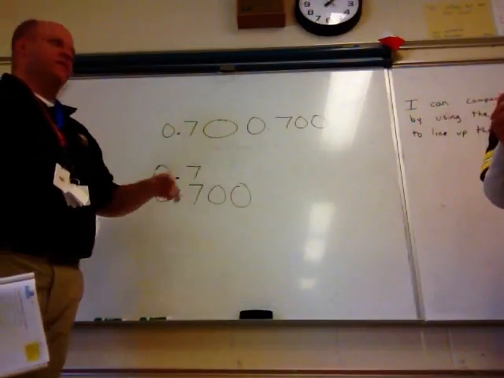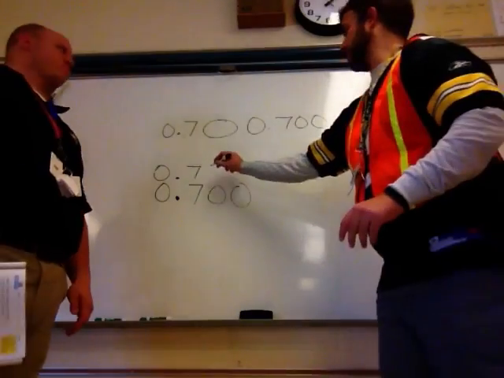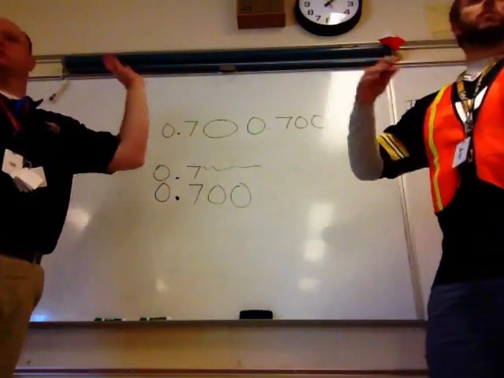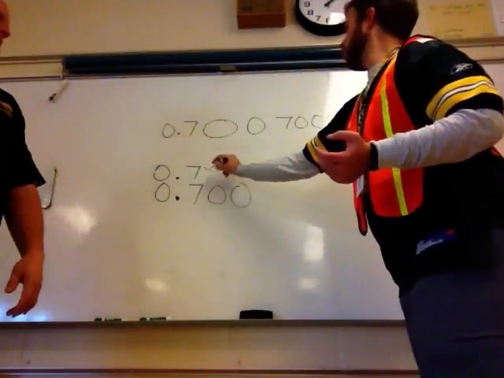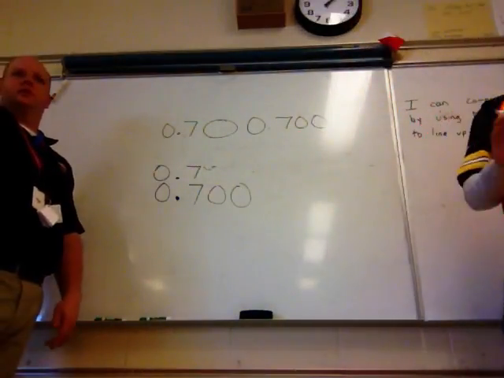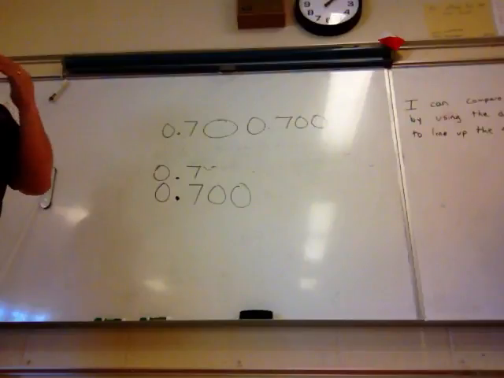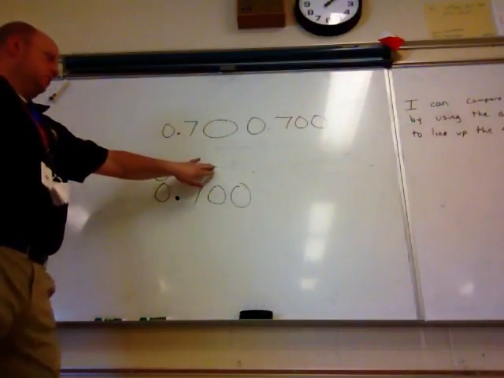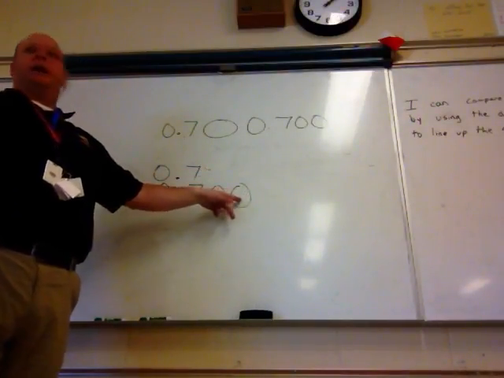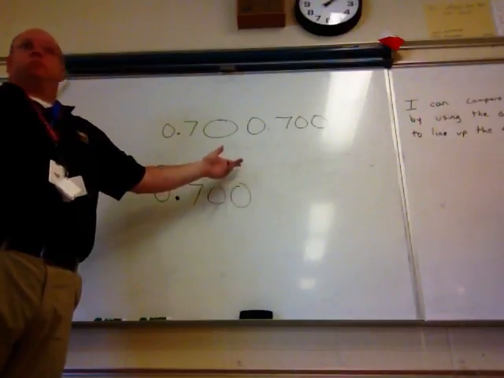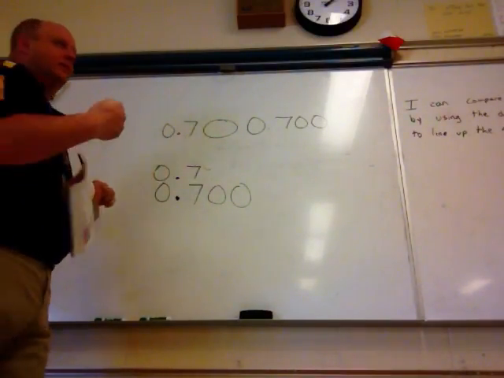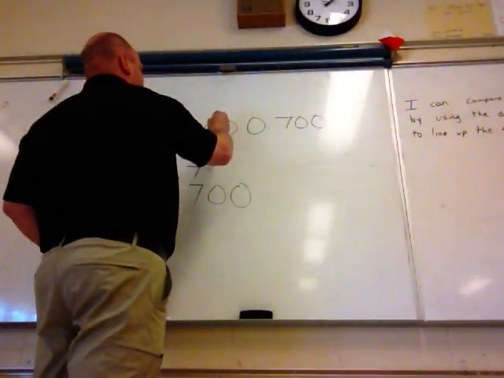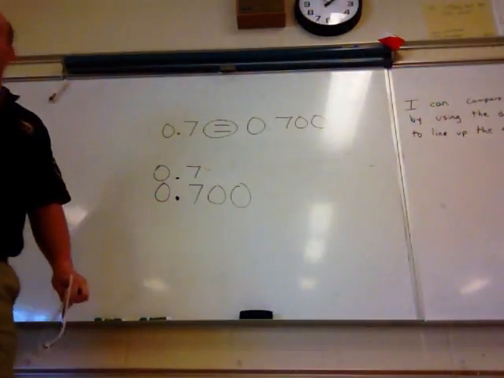Because remember, we always talked about if there's nothing back here, you can put zeros all the way down there, and it wouldn't change a thing. It doesn't change the value. Here we have 0 thousandths. Here we have nothing, 0 or no thousandths. So Chris hit the nail on the head. It's the same amount. Those are equal.